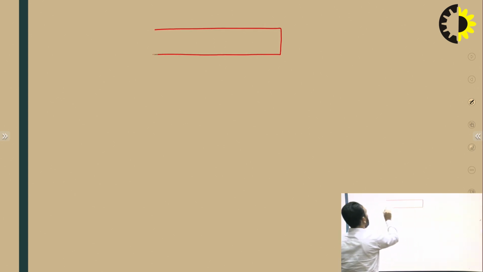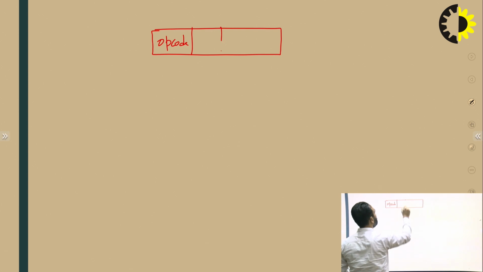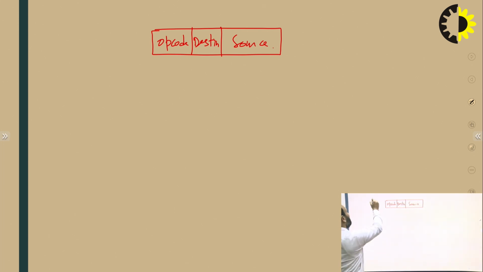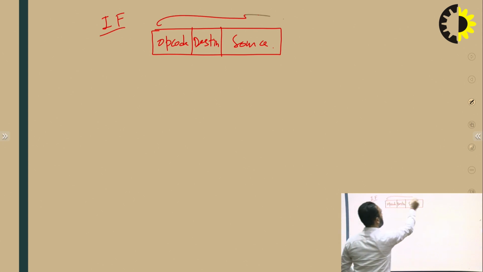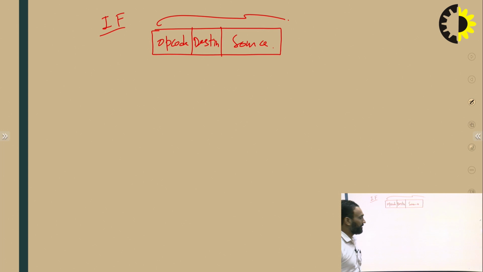So there is a basic mechanism for how to call the address. We use instruction formats. It consists of opcode, destination and source. That is the instruction format. We require these three fields when we call any address.